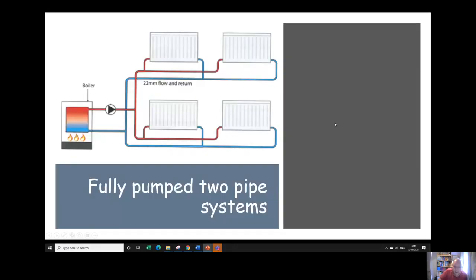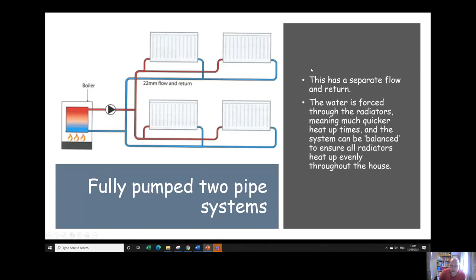Fully pumped two-pipe systems, these are what we want to be installing really, and we've got a separate flow and return. Because there's a separate flow and return, the water is forced through the radiators, which means that the heat-up times are much, much quicker. You would need to make sure that you balance the radiators. That means that you essentially restrict the flow a little bit to the closer radiators, which means that all of the radiators heat up equally at the same time. I'm going to talk about balancing in a bit more detail next week when we look at radiator valves.